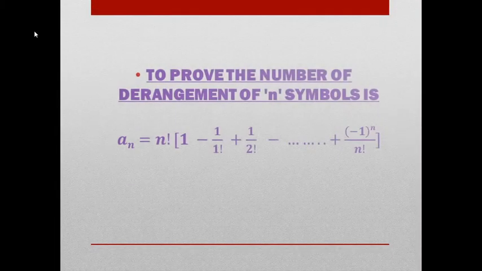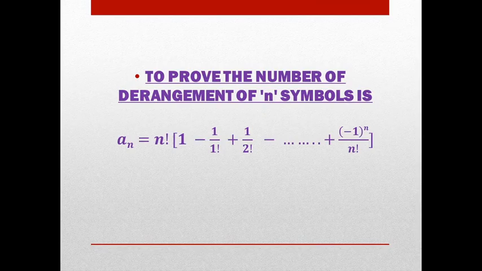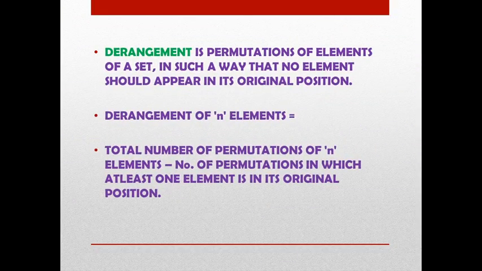We have to prove that the derangement of n symbols, Dn, is equal to n factorial times (1 minus 1 by 1 factorial plus 1 by 2 factorial minus etc. plus minus 1 the whole power n by n factorial). So this is what we have to prove. For that, let's know the term derangement.